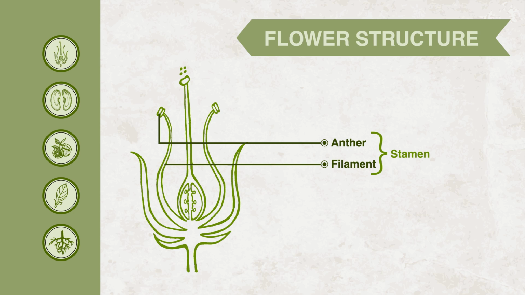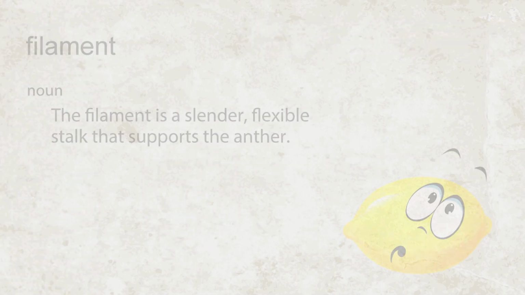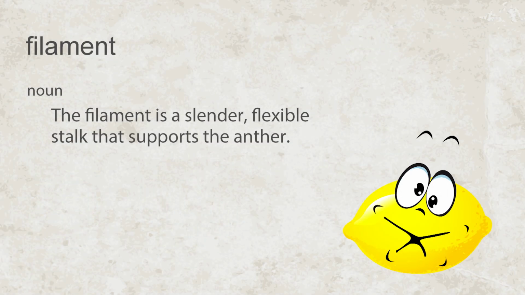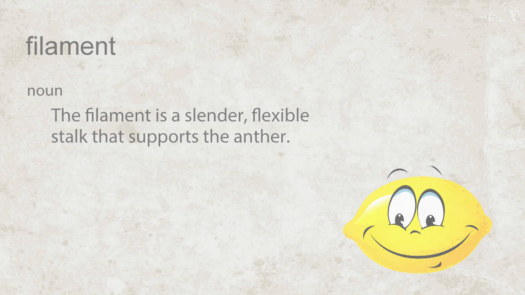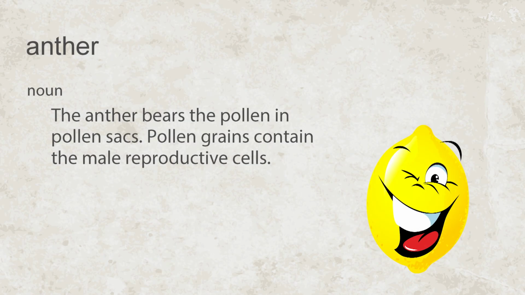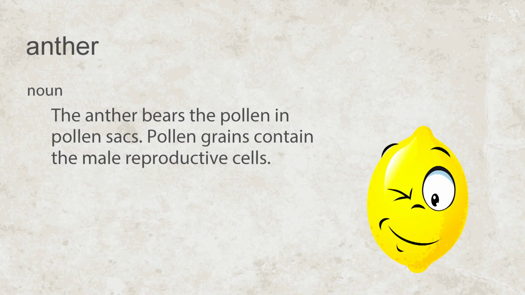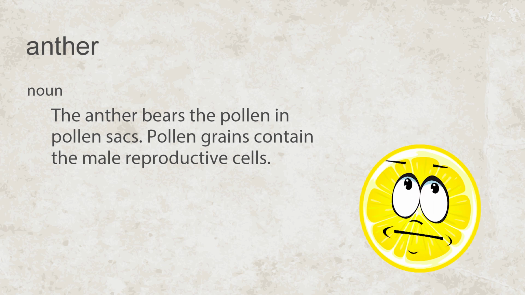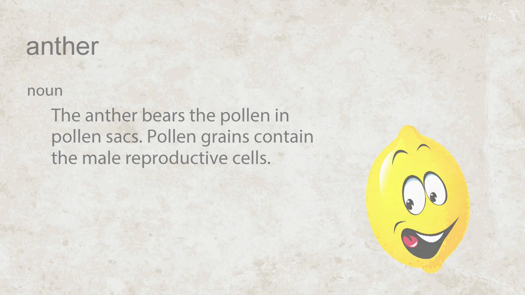The stamen typically consists of a filament and an anther. The filament is a slender, flexible stalk that supports the anther. The anther bears the pollen in pollen sacs. Pollen grains contain the male reproductive cells.